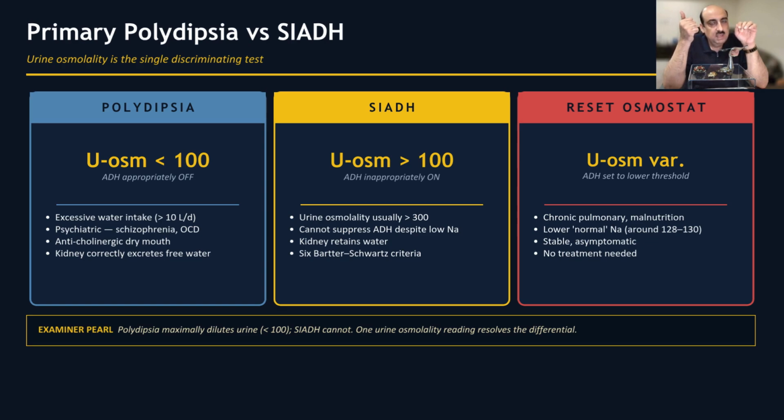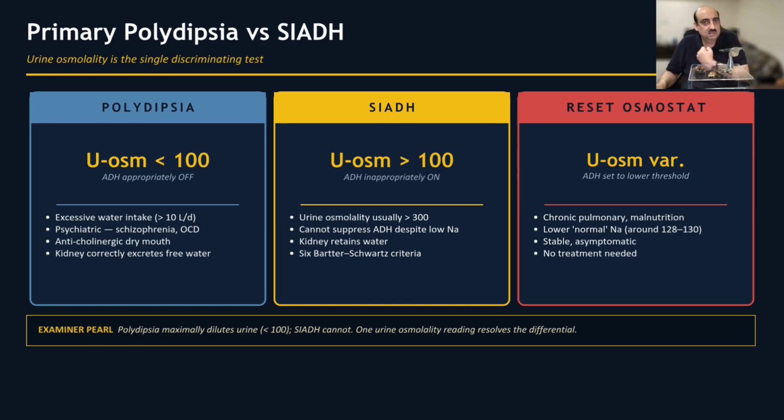The urine will be maximally dilute and the osmolality will be less than 100 milliosmoles per kilogram, because the kidney is doing its job. That is what it's supposed to do, to excrete the excess water. The problem is input, not the output. And in SIADH, the opposite occurs, because the ADH stays on inappropriately, not physiologically. The urine has to be concentrated because it's anti-diuresis.